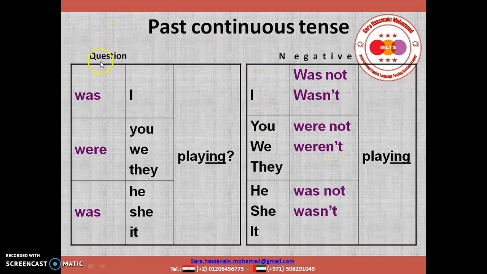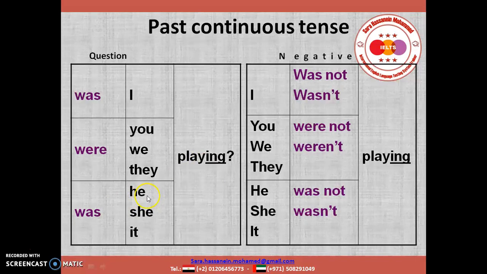Then how about the question form? In the question form, you have to invert the subject and the verb. So instead of saying I was, you have to say was I playing? Were you playing? Were we playing? Were they playing? Was he playing? Was your son playing yesterday?